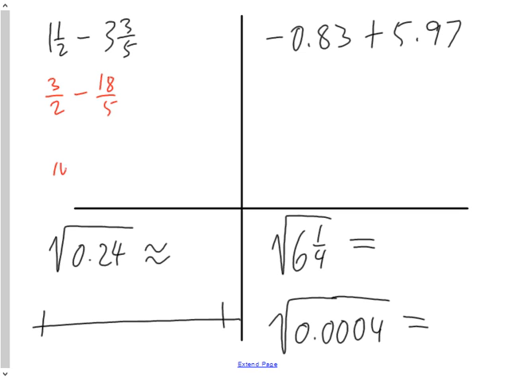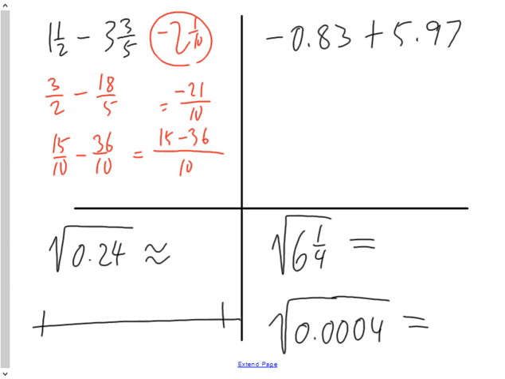Use a common denominator, in this case 10. Make equivalent fractions, which would be this. And then, of course, keep your denominator, subtract your numerators. 15 take away 15 is 0, so 15 take away 36 would be negative 21. Negative 21 over 10, which is the final answer, will be negative 2 1/10.